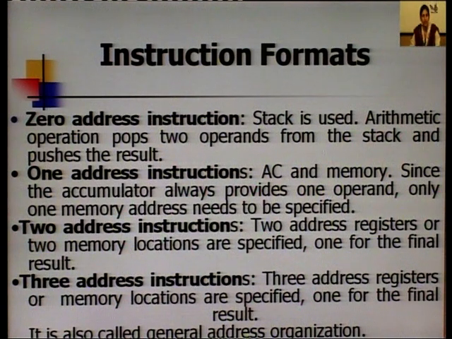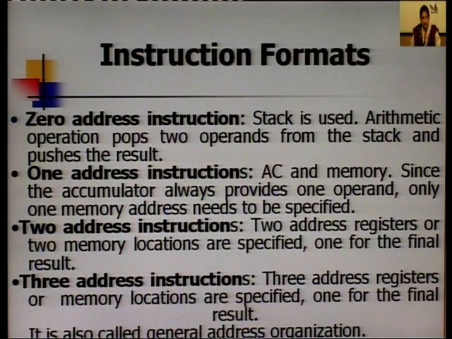Second is the one address instruction. AC and memory. AC is known as the accumulator. Since the accumulator always provides one operand, only one memory address needs to be specified. The operation will be performed on two variables, one stored in the accumulator and one in memory. So we need one memory location. That's why this instruction format is known as the one address instruction.